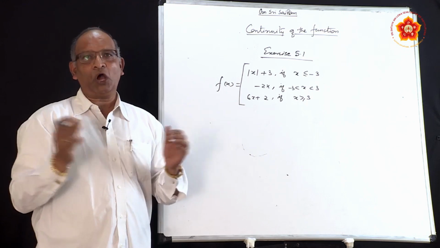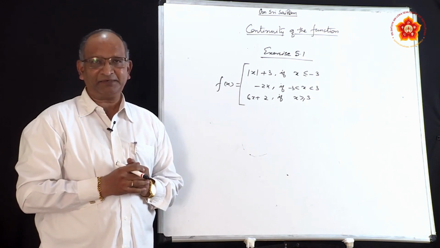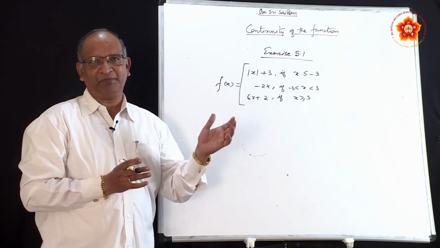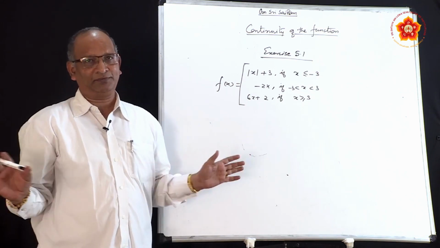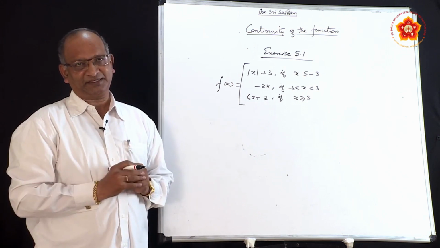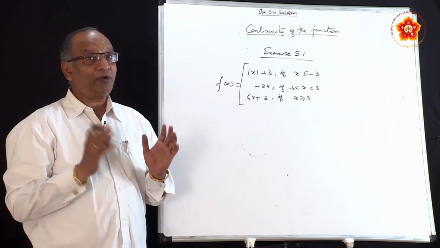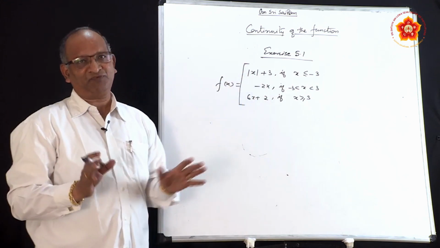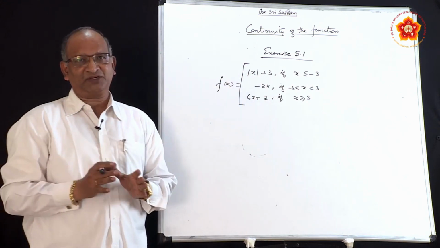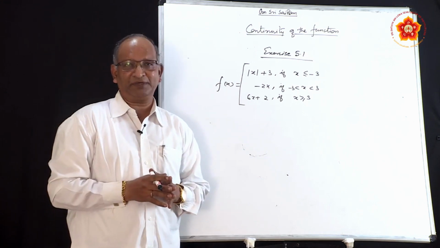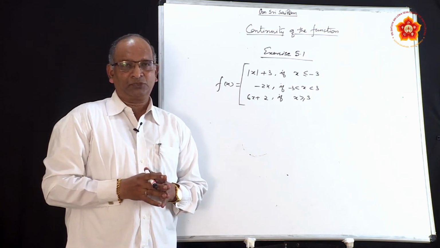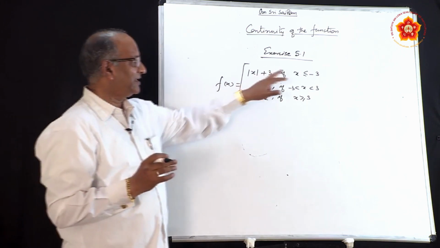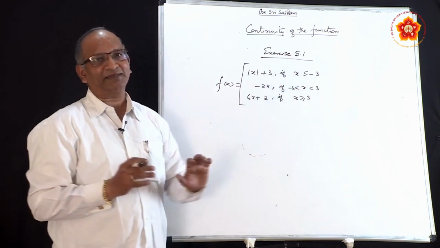Since we have to find out all points of discontinuity, does it mean that we need to check it at 1, 2, 0, 3, minus 1, minus 2, minus 4? No. Why we don't need to discuss? For a simple reason that, look at the functions. Modulus x plus 3, it is a modulus function. Just like polynomial function, modulus functions are also continuous. So since it is a modulus function, it is continuous. Where it is continuous? In the given interval less than or equal to minus 3.